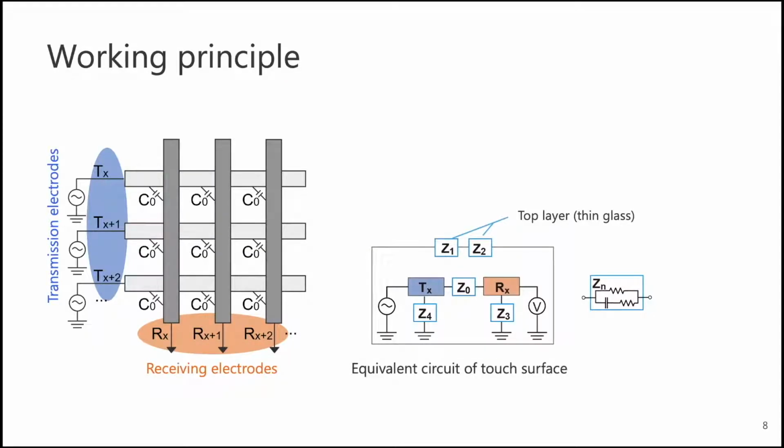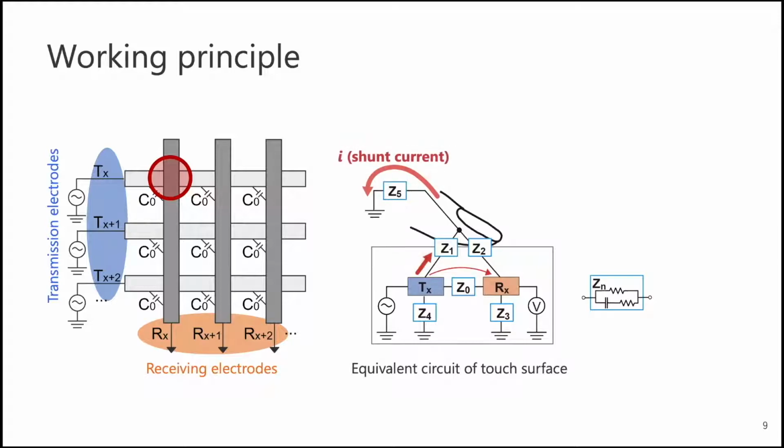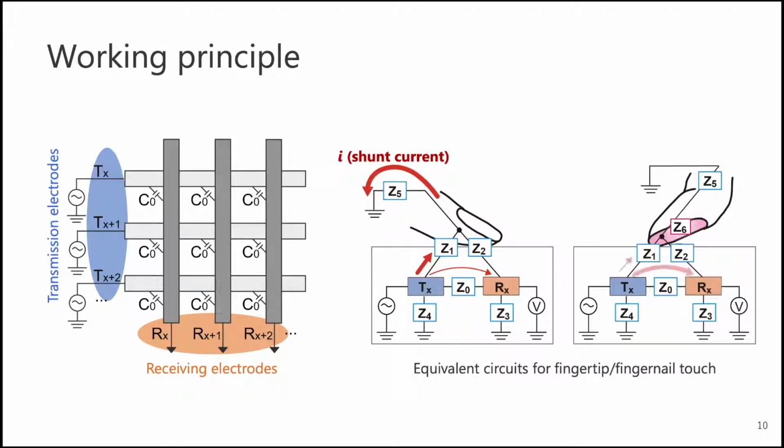It shows the equivalent circuit for the finger touch on a touch surface using shunt mode sensing. The high-frequency signal applied to the transmitter electrodes flows to the receiving electrodes through the impedance network. When a finger approaches the intersection of the electrodes, part of the signal shunts to the ground. When a user touches the surface by a fingernail, the current shunts via the fingernail and the body's impedance. The fingernail has different electrical characteristics from those of the finger. As a result, the total amount of shunt current is smaller than when touched with a finger.